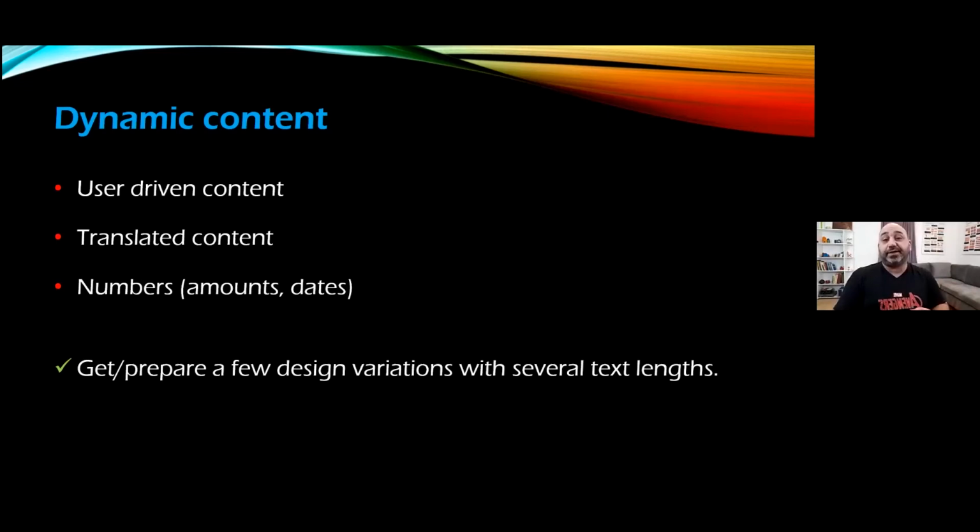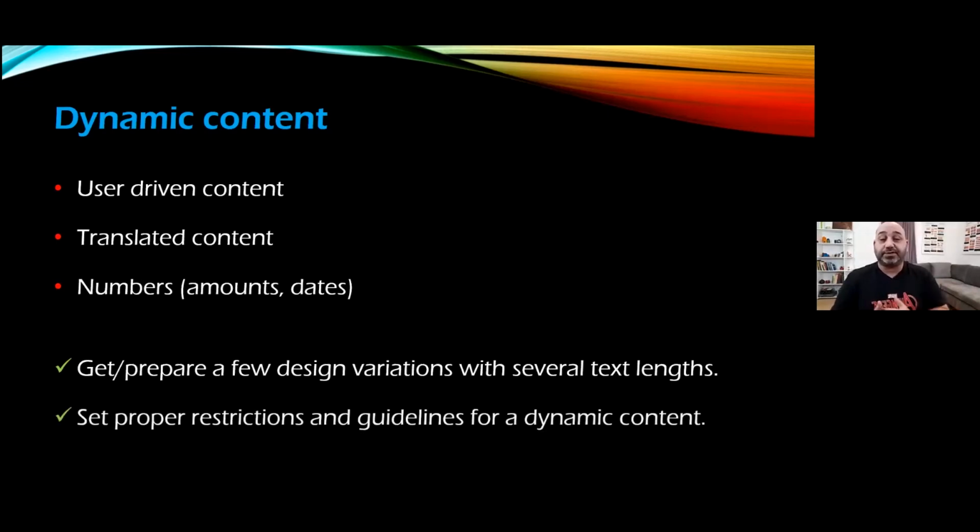And the second thing is to set proper restrictions and guidelines for dynamic content. For example, if it's a user input, you can restrict it to be up to 50 characters or up to 500 characters. It can be a guideline for a headline. If it overflows one line because you don't want it to be over one line, add an ellipsis or something. You can add any restriction or any guidelines you want, but you need to put it.